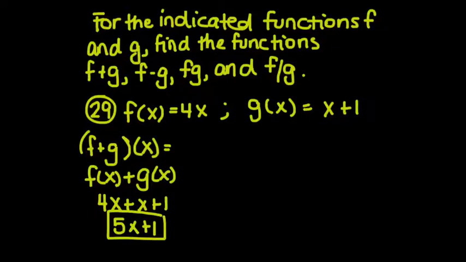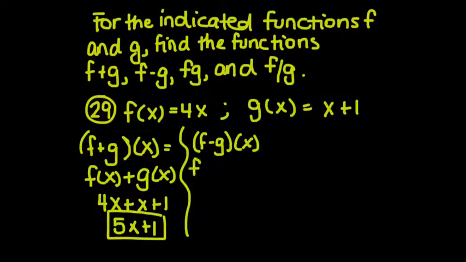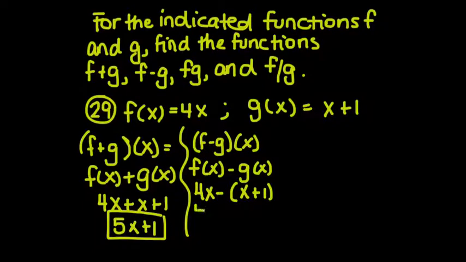The difference of the two functions, f minus g of x, again, is just f of x minus g of x. We have to be careful with the subtraction that we are subtracting the entire quantity g of x. And what I mean by that is f of x is 4x minus that quantity g of x is x plus 1. I have to subtract each term in that quantity. So I have 4x minus x minus 1, which leaves me with 3x minus 1.